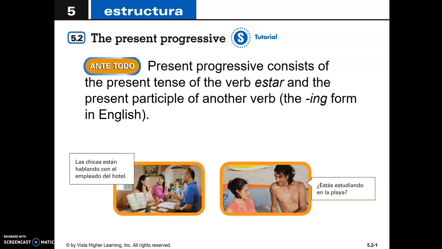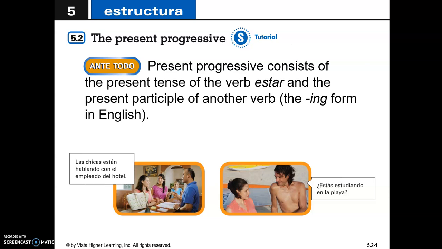So, for instance, singing, dancing, driving, those are all examples of present participle. The present progressive would be to be driving, to be singing, to be dancing, and then once conjugated, I am singing, I am dancing, I am driving. So that's going to be the full present progressive.